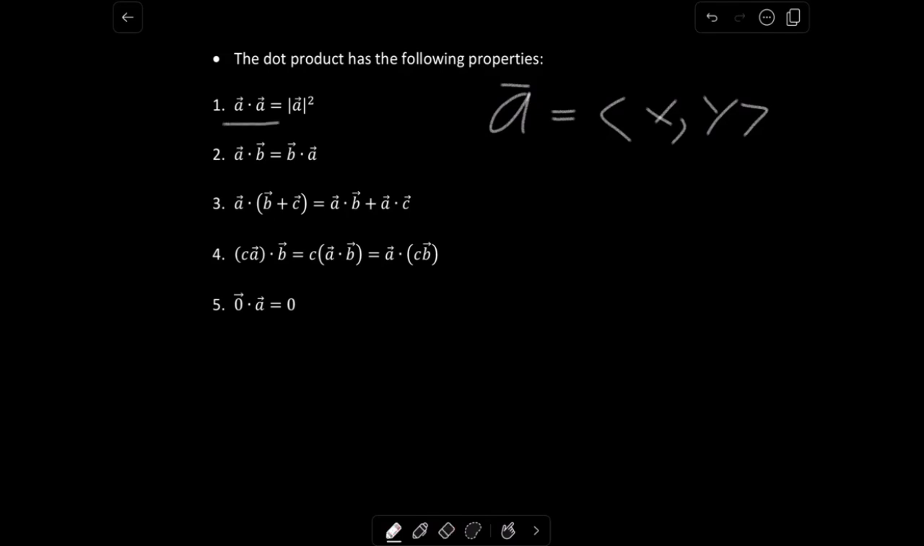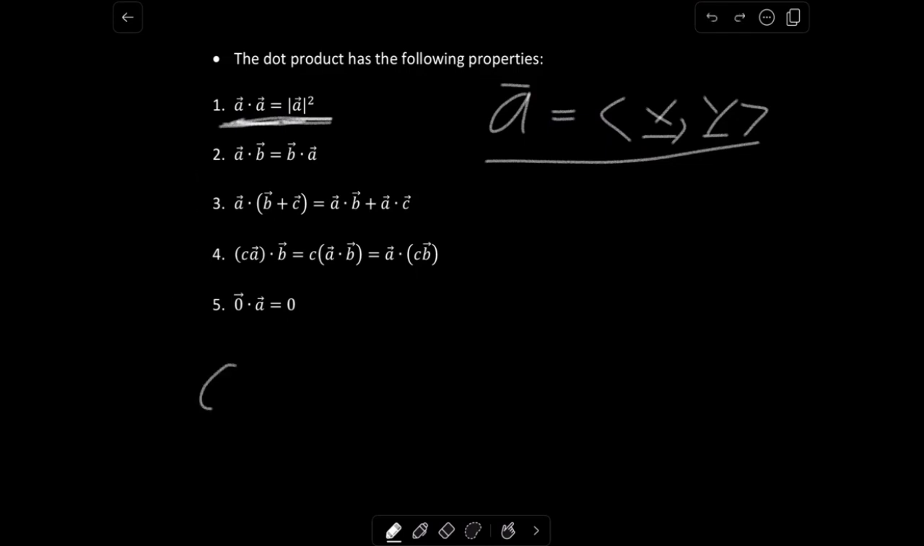Okay, A dot product. So we have some general vector A, and it has general components X and Y. It can be any real number that you want. So A dot product with itself, it is equal to the magnitude of A squared. Now let's think about why. Let's just go through this first property. That's probably the most complicated one from this list.